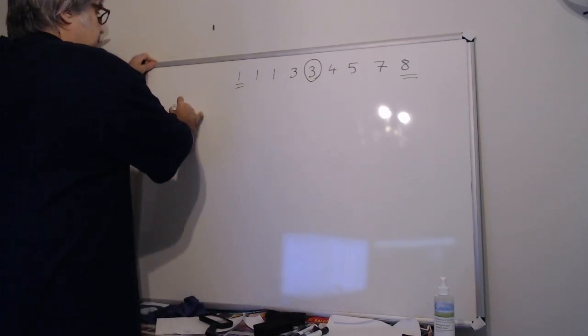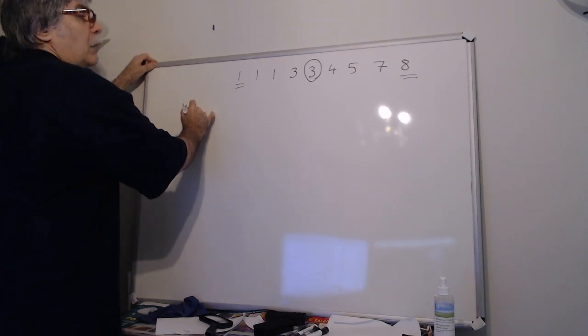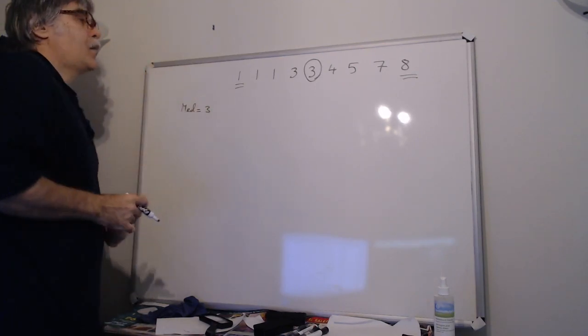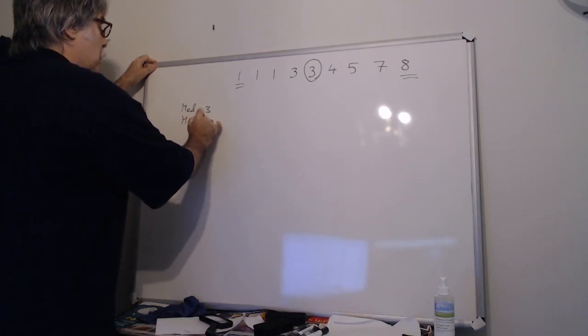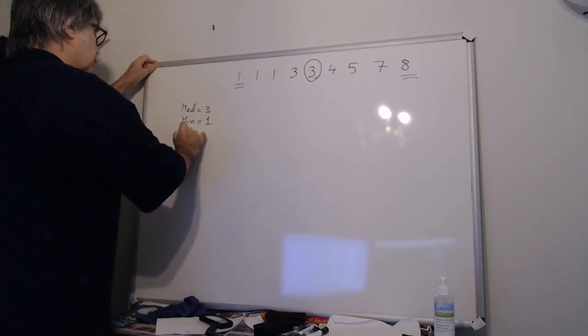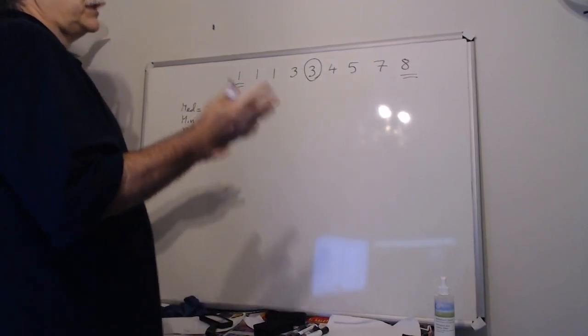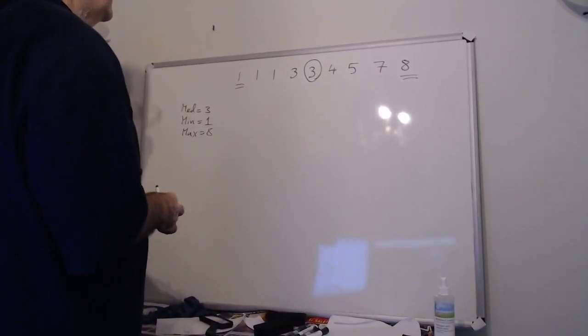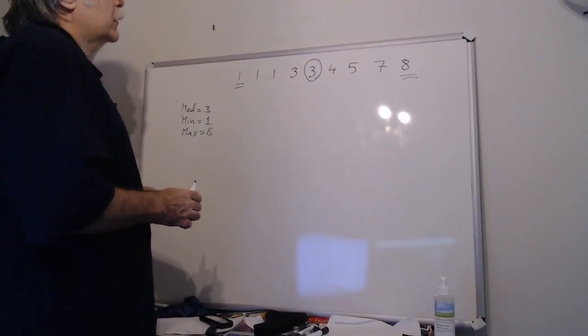So I have my median, I have of course my minimum, the sample minimum, and I have the sample maximum. So the next thing would be to determine the quartile 1 and quartile 3.